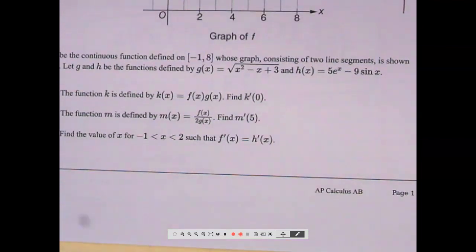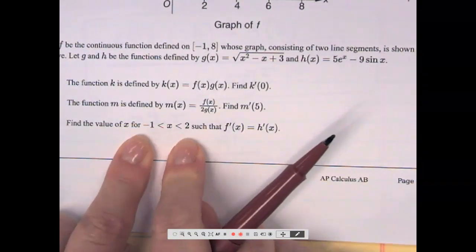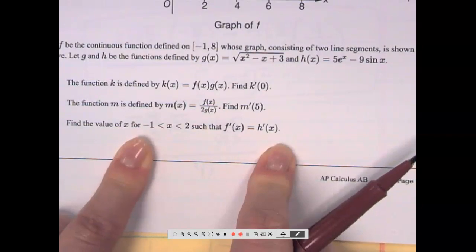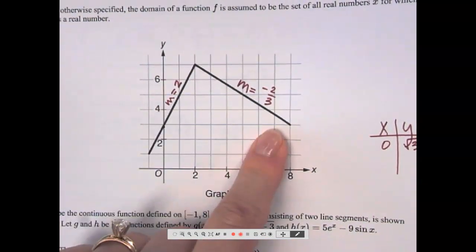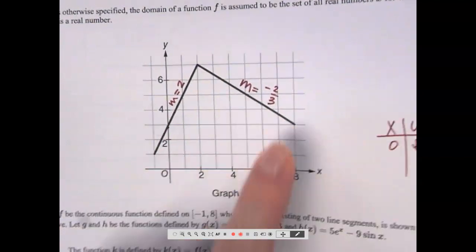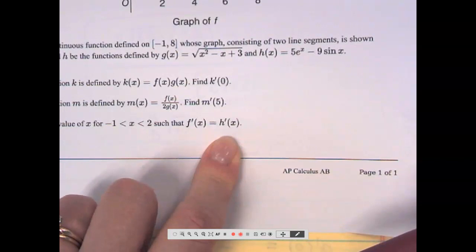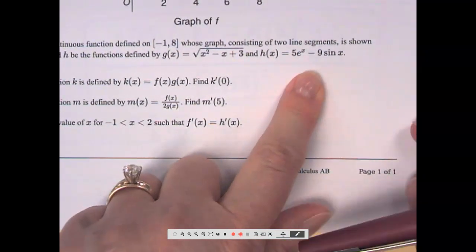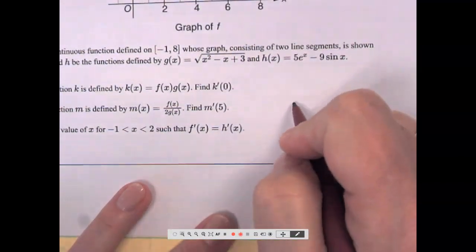All right, find the value of x between negative 1 and 2 such that f prime of x equals h prime of x. Okay, well, f prime of x only has 2 different values, 2 and negative 2/3. What is h prime of x? Did we find it? No, we have not found it yet. H prime, oh, that's going to be an easier derivative, isn't it? Yep. Let's find h prime.